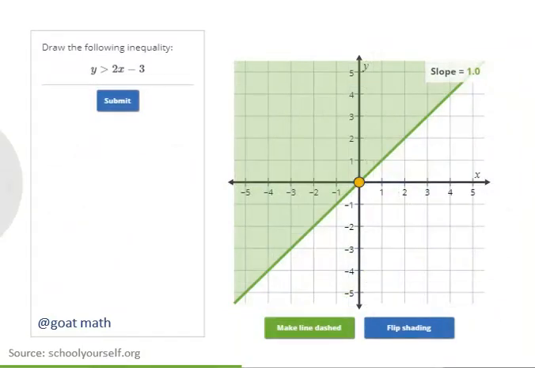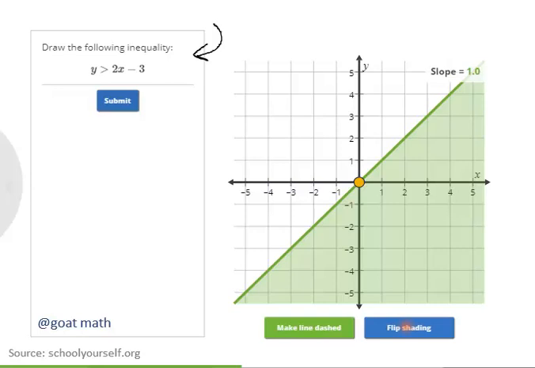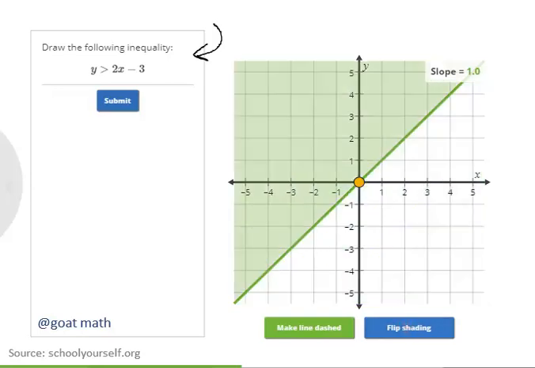Now it's time for you to graph your own inequalities. First, try drawing the graph for y is greater than 2x minus 3. You can switch between a dashed and solid line by clicking this button here, and you can shade above or below the line by clicking this button. Once you've got your answer, press the Submit button over here and feel free to ask for a hint if you need one.